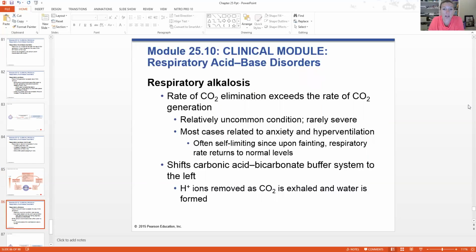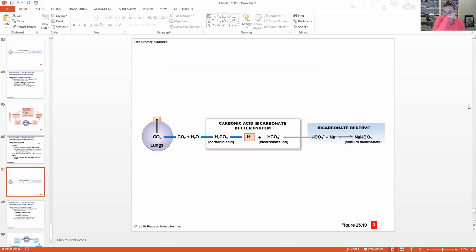With alkalosis, the rate of carbon dioxide elimination is too high. So this is relatively rare, but it can be severe. In most cases, this is our hyperventilation state. This is self-limiting because you're going to faint and then go back to normal. So respiratory rate returns to normal levels once you pass out. This is going to shift our carbonic acid bicarbonate buffer system to the left and allow our hydrogen ions to be removed as carbon dioxide is exhaled and water is formed in that bicarbonate buffer system. So here you have our bicarbonate reserve being added to, and again, our carbon dioxide being eliminated at our lungs.